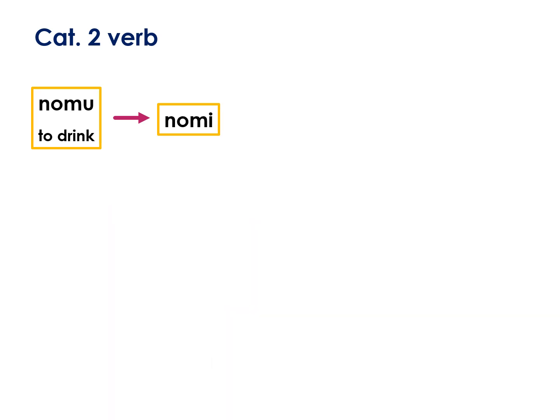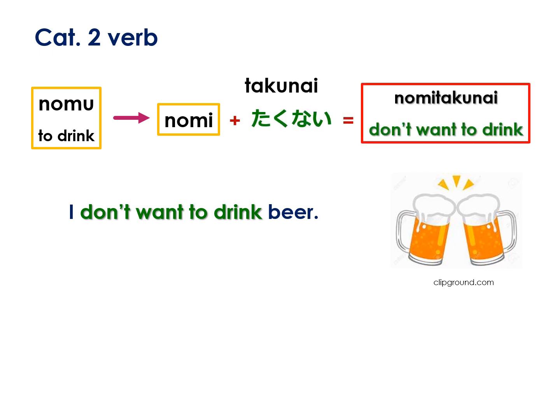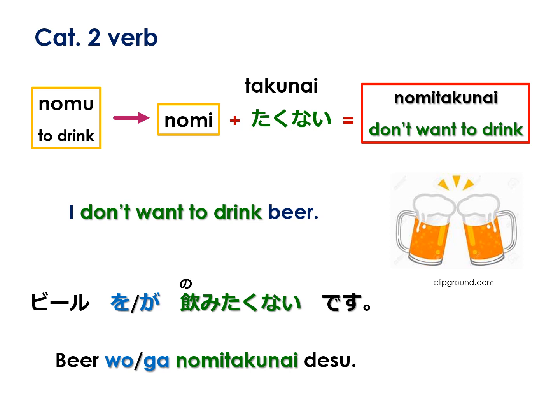To say the opposite, I don't want to drink beer, we add takunai to the conjunctive nomi and form nomitakunai, which means don't want to drink. In Japanese, biiru o nomitakunai desu, or biiru ga nomitakunai desu.